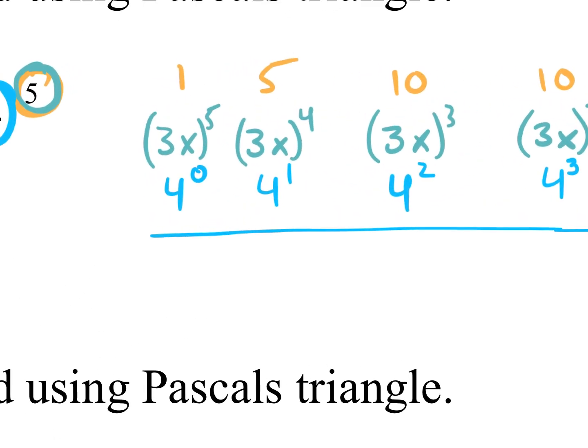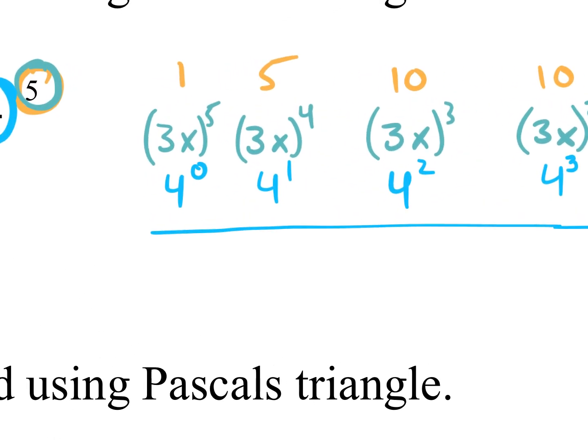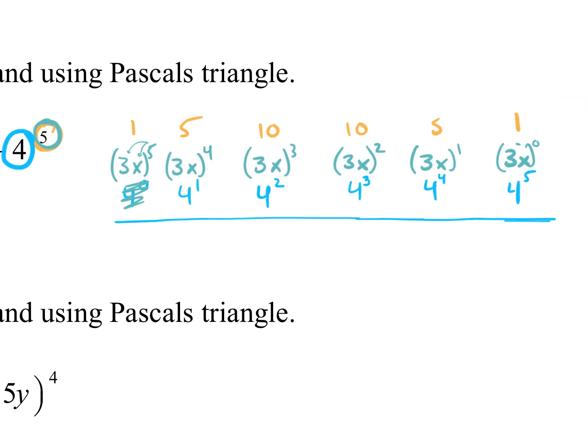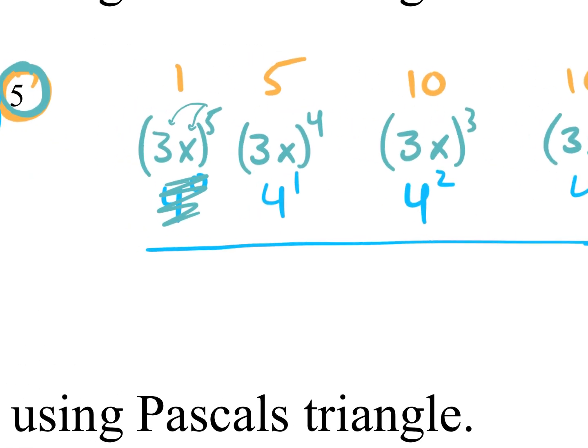Be super, super careful. 3x to the 5th power, that 5th power gets distributed to the 3 and the x. And what's 4 to the power of 0? 1. So I like to just cross off the power of zeros, get them out of the way. So 3 to the power of 5, we can put it in our calculator. 3 to the power of 5 would be 243x to the 5th power, times 1 would just be 243x to the 5th power.